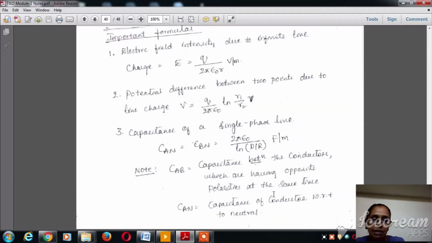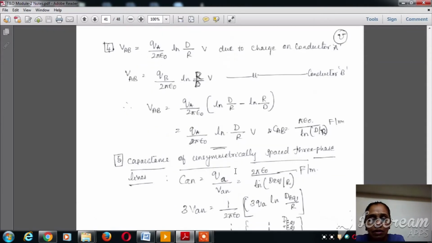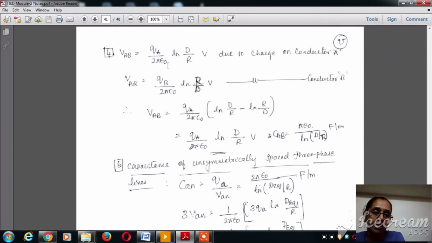Now CAB is nothing but the capacitance between the conductors which are having opposite polarities at the same time. So CAN is nothing but the capacitance of the conductor with respect to the neutral. Similarly, CBN is nothing but capacitance of the conductor with respect to the neutral. Now VAB is nothing but equal to QA divided by 2 pi epsilon naught into ln D divided by R volts, due to the charge on the conductor A. Now the same one can be written for the conductor B also. VAB is equal to QB divided by 2 pi epsilon naught ln R divided by D volts, that is due to the charge on the conductor B.